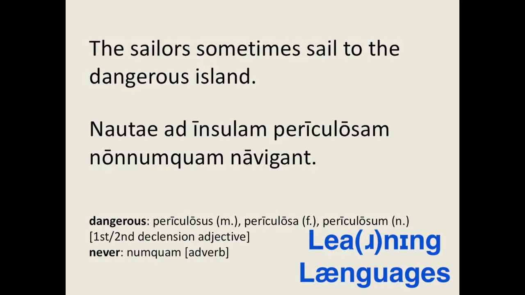Nautae ad insulam periculosam non numquam navigant. Nautae, the sailors, is a first declension plural nominative because the sailors are the subject of the sentence. Navigant is a third person plural present active conjugation of navigare. Ad insulam means to the island. The adjective periculosam is accusative and singular because it must agree with insulam. Non numquam is an adverb meaning sometimes.